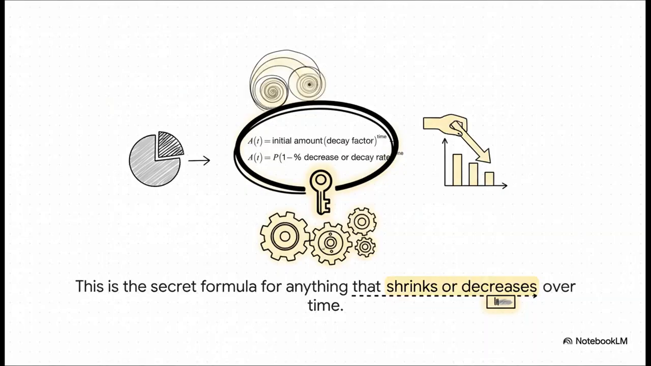Now, don't let all the letters scare you off. I promise each part is super simple. We've got our starting amount, P, multiplied by what I like to call our shrink ray, that's the 1 minus r part, and it's all raised to the power of t, which is just time. Let's break down each piece one by one.